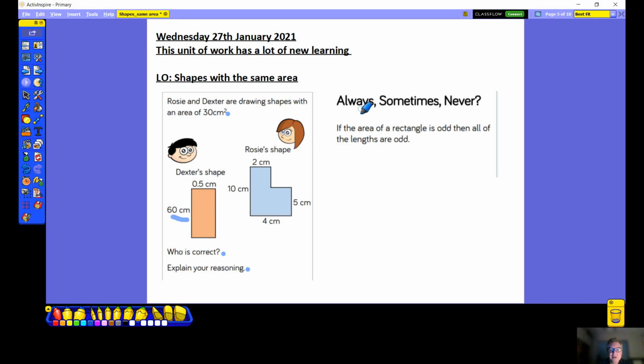Other question: always, sometimes, never. If the area of a rectangle is odd, so odd numbers, then all of the lengths are odd. So what are you going to do there? Try some out. Does it always work? Sometimes you can't make it work at all. Pause the video. Have a go at those.